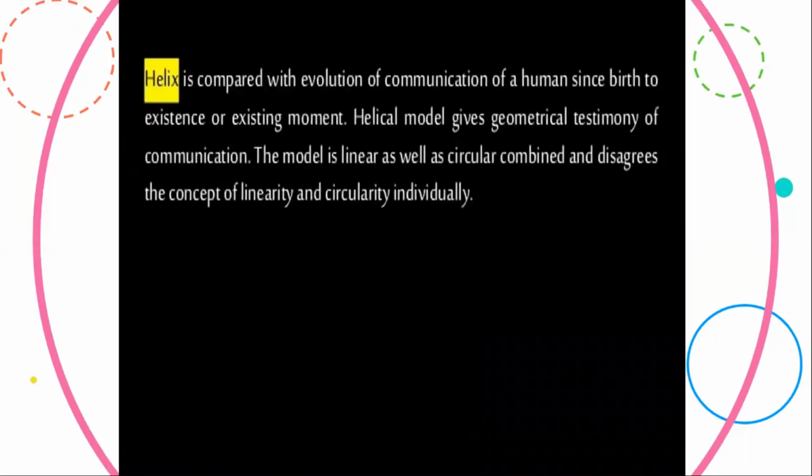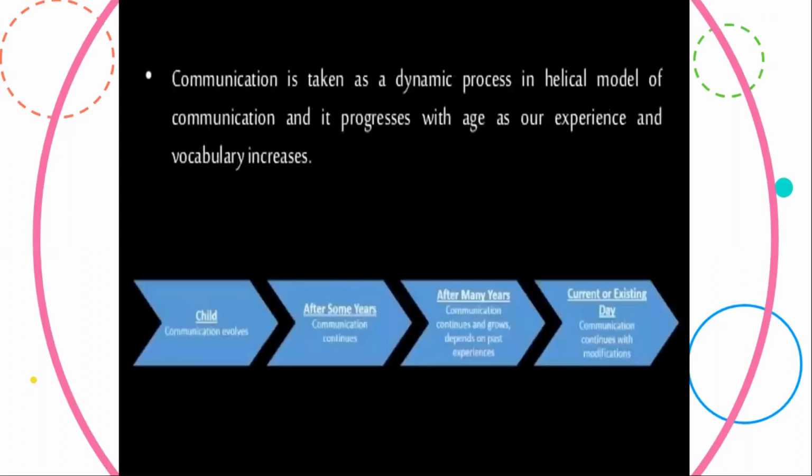The helix is compared with the evolution of communication of a human from birth to the existing moment. The helical model gives a geometrical testimony of communication. The model is linear as well as circular combined, and disagrees with the concept of linearity and circularity individually. Communication is taken as a dynamic process in the helical model, and it progresses with age as your experience and vocabulary increase. First, child communication evolves.